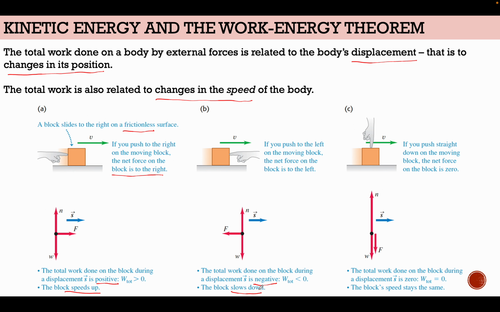And then for letter C, if you push straight down on the moving block, the net force on the block is 0, so the total work done on the block during a displacement is 0. What will happen is the block's speed will stay the same because there is no work done on the block. So that is how we relate the work done with the changes in the speed of the object.